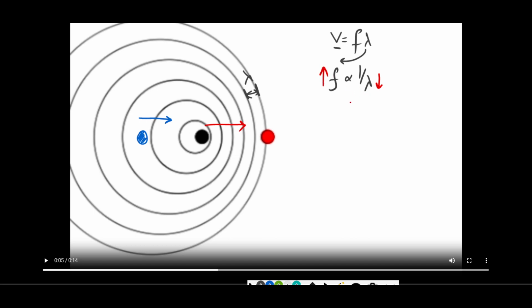The frequency increases because this is an inverse relationship, right? That is why the perceived frequency, or the heard frequency, by the person actually increases slightly, because the wavefronts are shrinking together. If the wavefronts are shrinking together, the wavelength appears to be decreasing and the frequency will appear to be increasing.